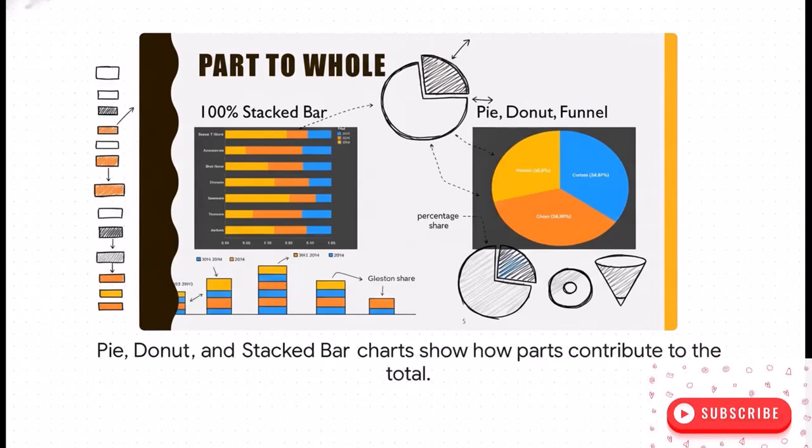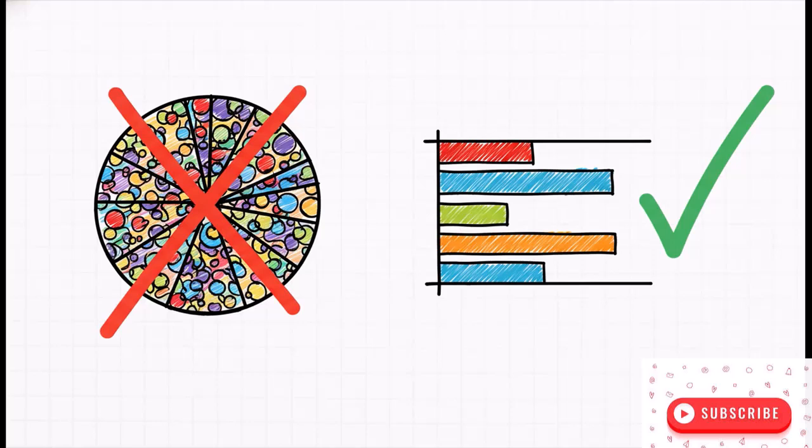That's what these are built for. But, and this is a big but, you got to be careful with pie and donut charts. Here's the thing. Our brains are actually terrible at comparing the size of different angles in a circle. It's just not something we do well.